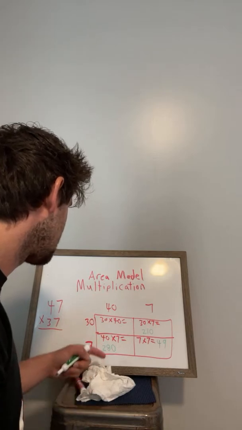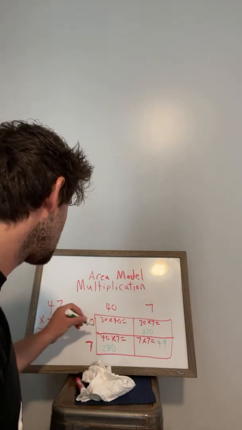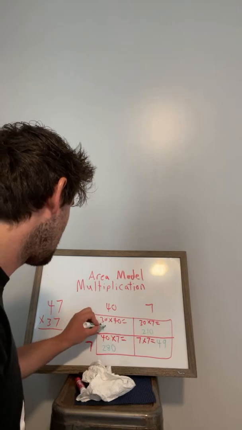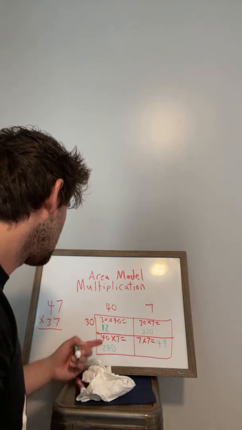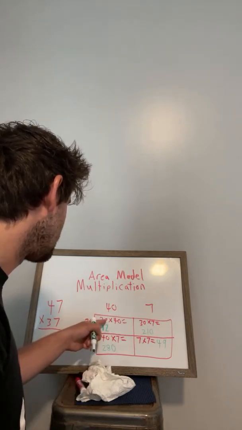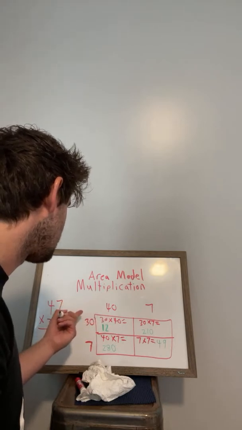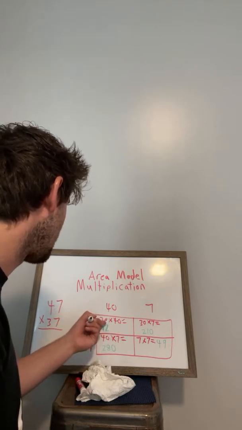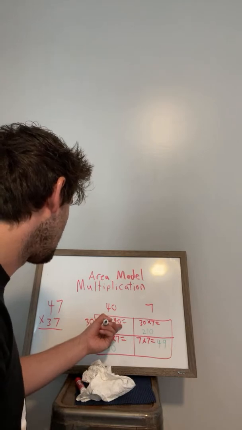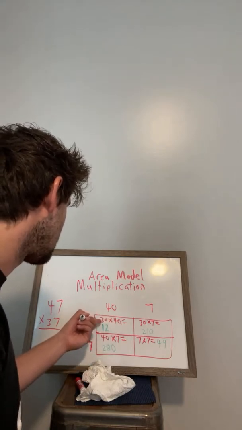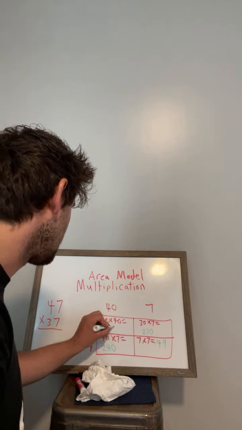3 times 4 is 12. And we're going to add 2 zeros to our answer because even though 30 has 1 zero, 40 has 1 zero, there's 2 zeros in the number sentence here. So we're going to add 2 zeros to the number 12.